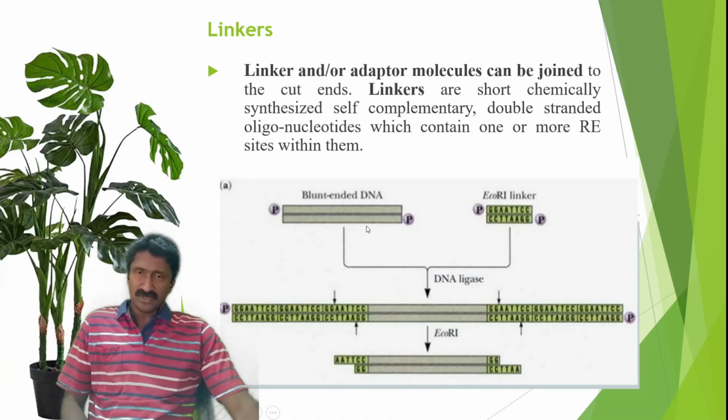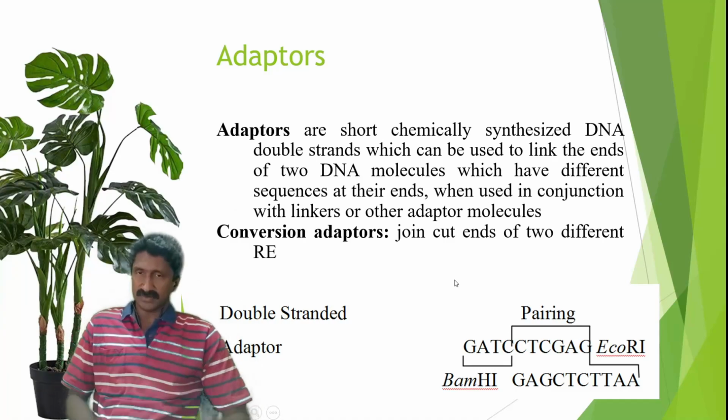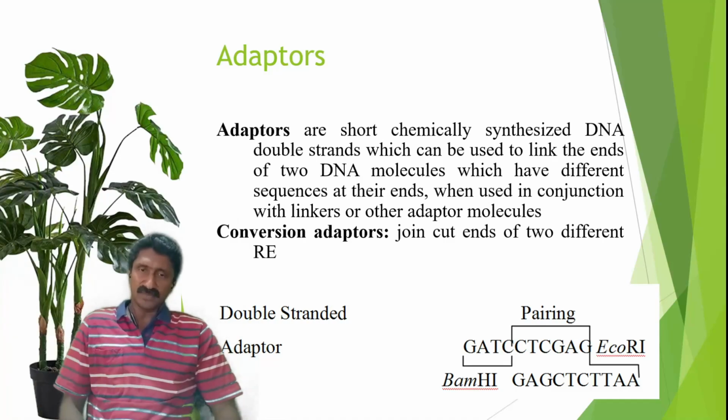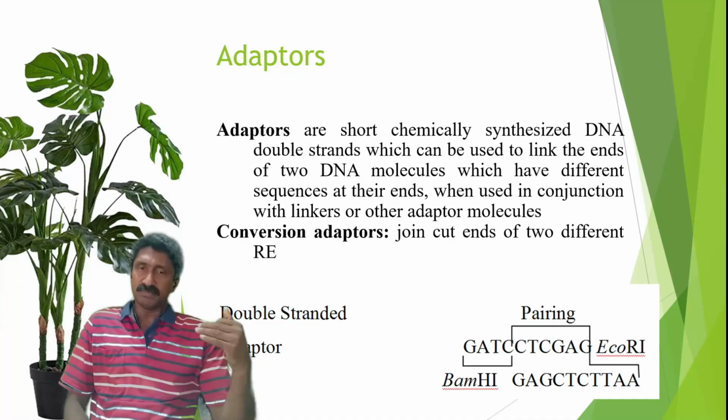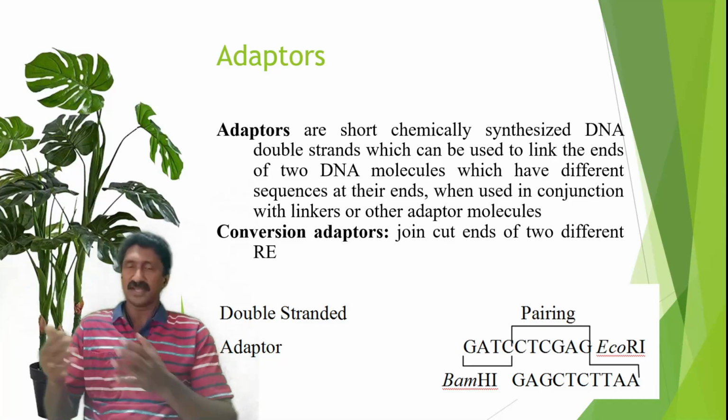But for example, if you have two such target DNA, longer DNA, that you want to join, gene A to gene B, gene A and gene B are to be joined together. There you require an adapter. Gene A is prepared with EcoRI and gene B is prepared with BamHI. So the sticky end present on one of the DNA is an EcoRI end and the other one is a BamHI end.